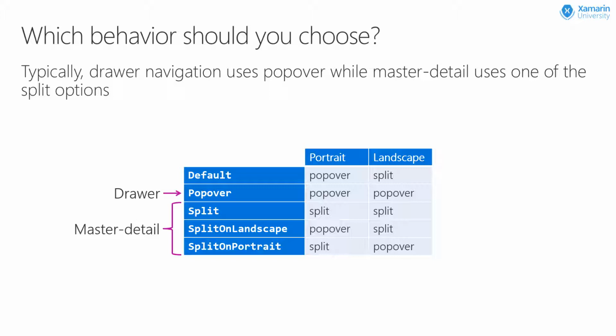So with all of this, which should you choose? Well, if your goal is drawer navigation, you'll choose popover. For master detail, you'll most likely use split or split on landscape, or you could just leave it as default. And keep in mind that you'll still always have popover behavior on phones, regardless of the setting for master behavior.